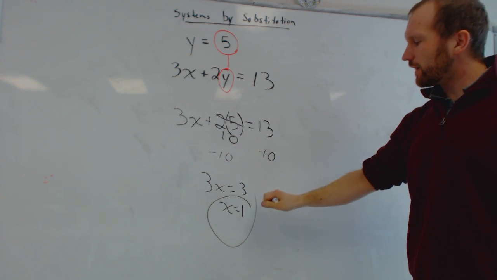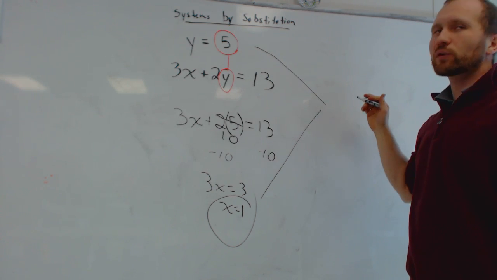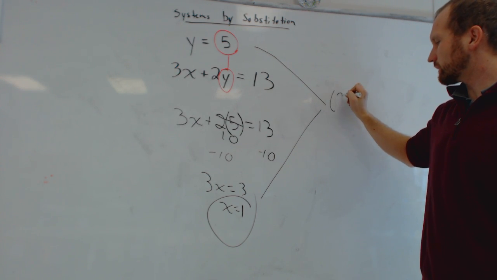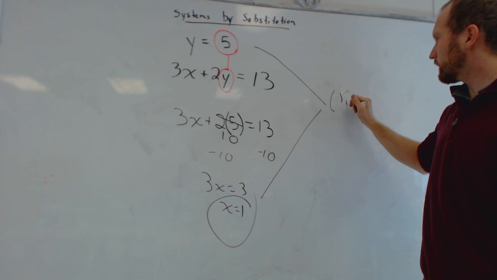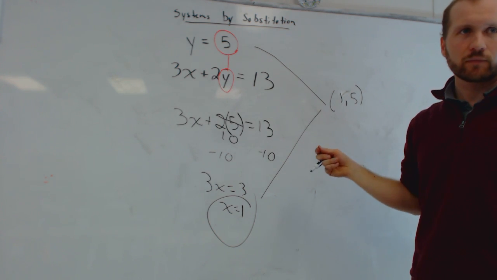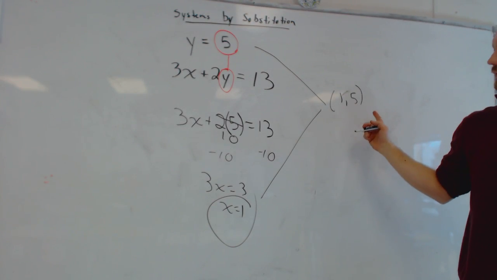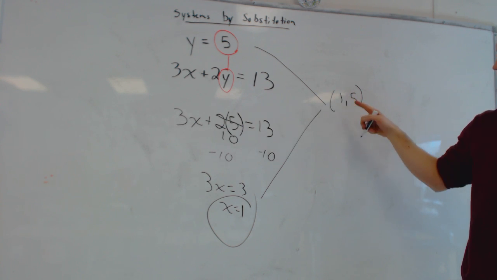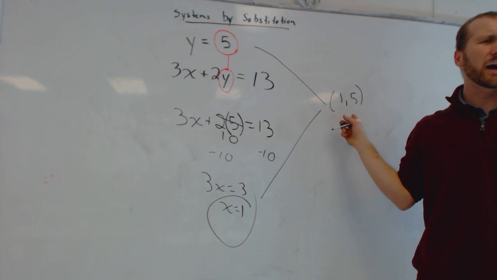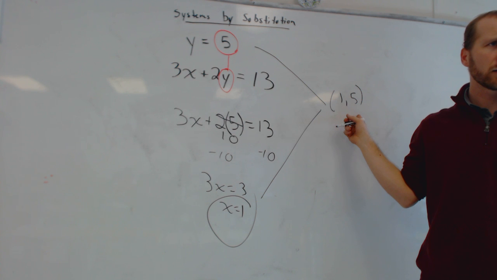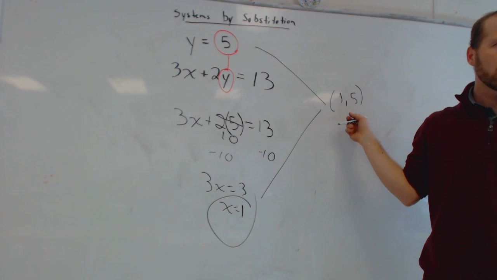And when we have problems with x's and y's, I prefer that you write your answers like this: 1, 5. Why do I prefer that, you think? Because it's x and y coordinates. This reminds us of which one is which.